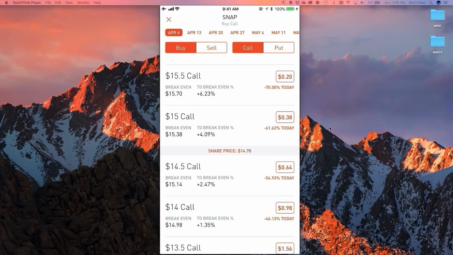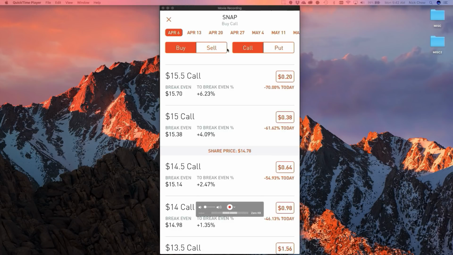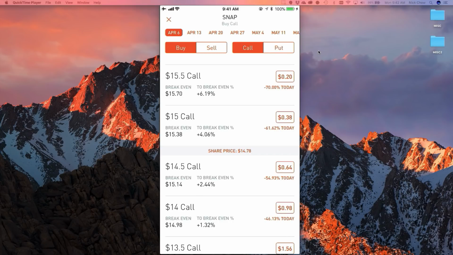Basically, you buy calls if you believe the stock is going to go up. You buy puts if you believe the stock is going to go down. Up here you can switch from buy or sell to call or put. Right now we have calls highlighted. They're red right now because all the calls are down. As you can see, these are down 60 or 70%, mainly because Snapchat had a super unexpected move. It's down 7%.